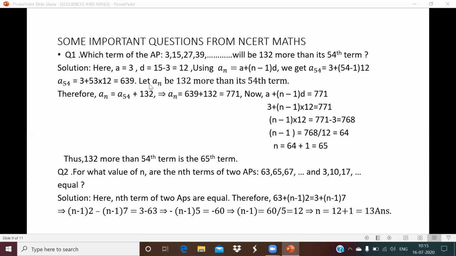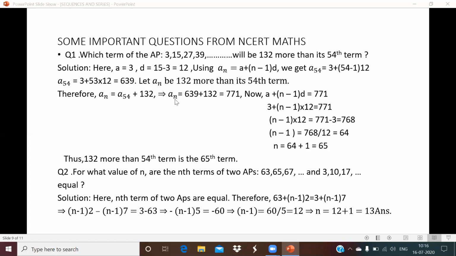According to the question, what is given to you? Which term? Let us assume an is 132 more than its 54th term, this relation is given to you. And according to this question, what we have written: an equals 132 more, means 132 plus the 54th term, a54. Let us replace the 54th term, which is 639, and by adding them we are getting 771.